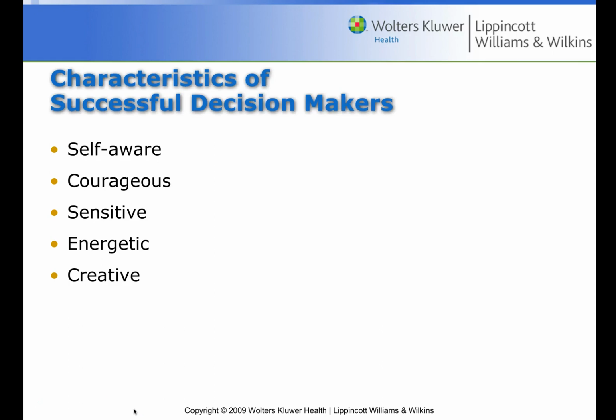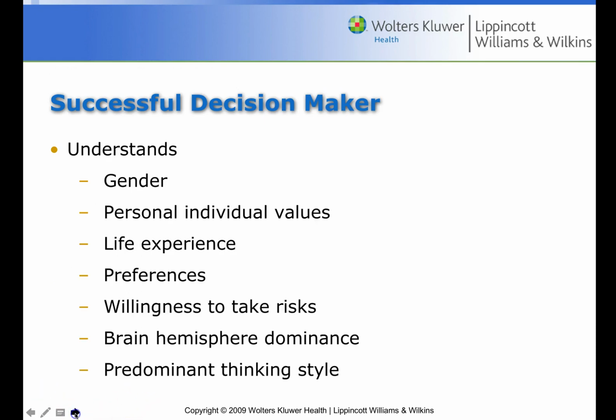When we think about characteristics of successful decision makers, this is a great list. They're self-aware, they're courageous, they can be sensitive to others, they're energetic, and they're often very creative. They're willing to look outside the box. Successful decision makers understand the influence of individual gender, personal values, life experiences, preferences, willingness to take risk, brain hemisphere and dominance, and the dominant thinking style.